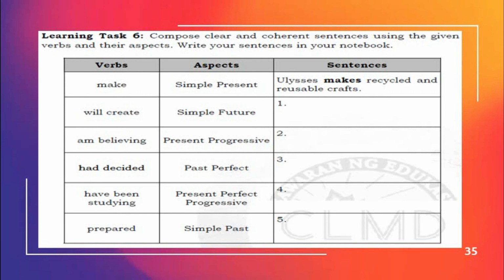So let's have the example. Verb to be used is make. Simple present. Ulysses makes recycled and reusable crafts. Okay, now do the rest of the activity.